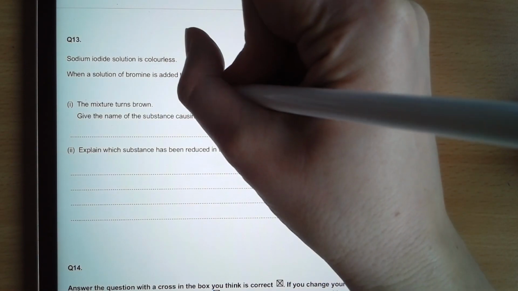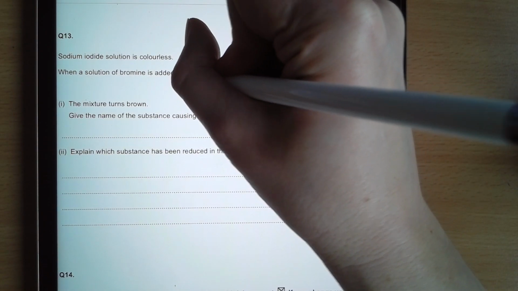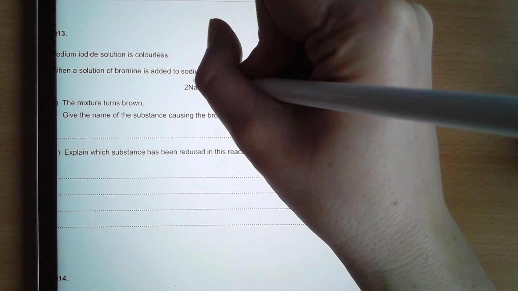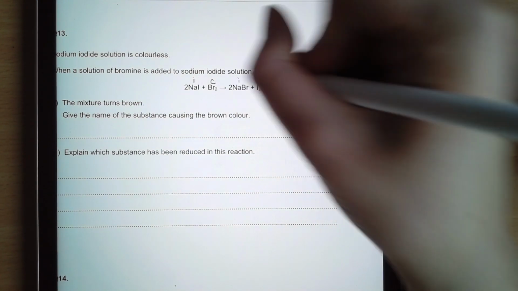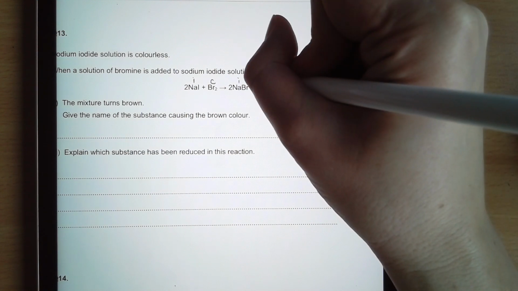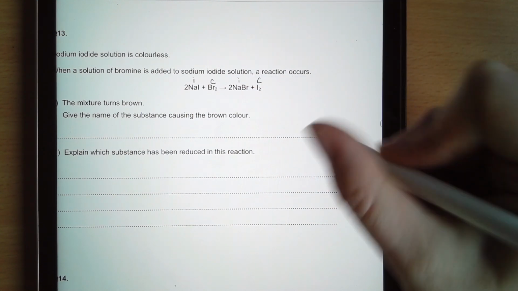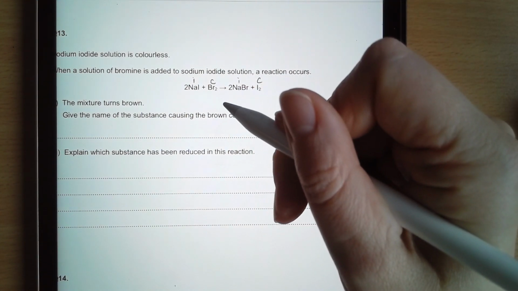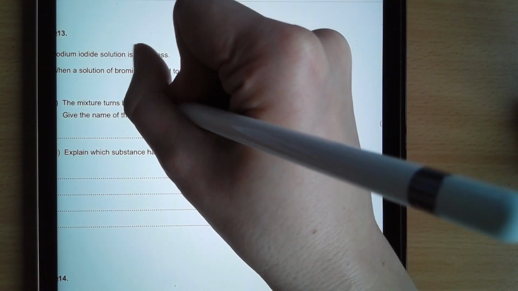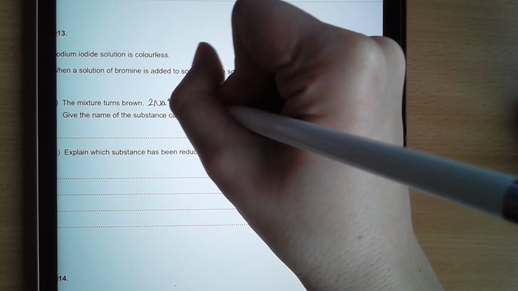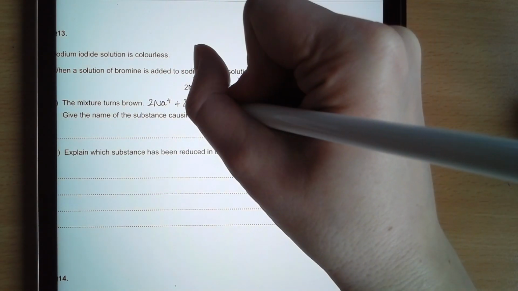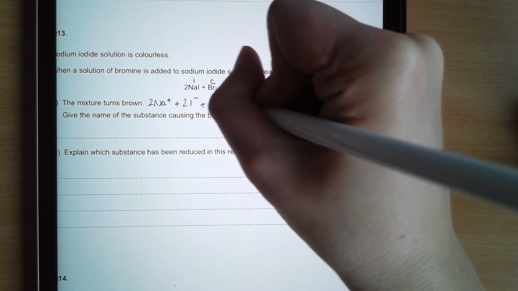So I'll remind you, sodium iodide is ionic. It's got a metal and a non-metal. Bromine is covalent, 2 non-metals. Sodium iodide, ionic, metal, non-metal. Iodine, covalent, 2 non-metals. And if it's ionic, I can split it up into ions. Sodium's in group 1 with a +1 charge. Iodine's in group 7 with a -1 charge. Bromine's covalent, it doesn't change.